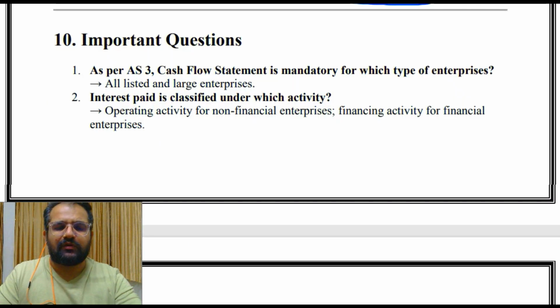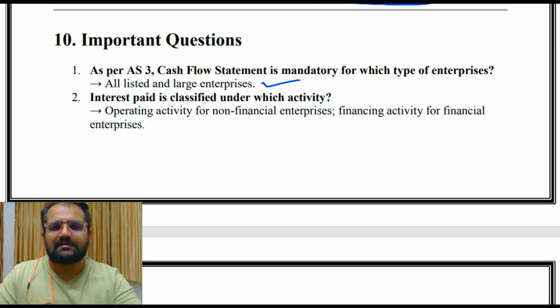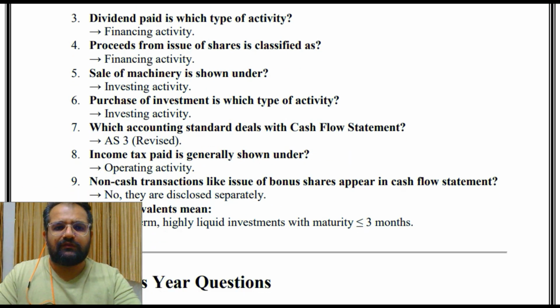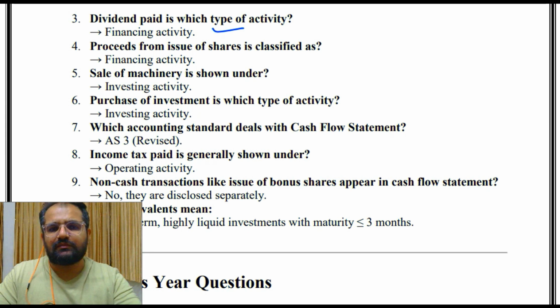Then some important questions as per AS3, that is your accounting standard 3. Cash flow statement is mandatory for which type of enterprises? All listed and large enterprises. So interest paid in cash under which activity? Operating activity for non-financial enterprises, financing activity for financial enterprises. Then dividend paid in which type of activity? Financing activity. Proceeds from issue of shares is classified as financing activity.